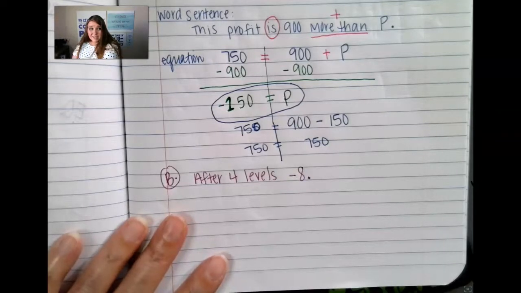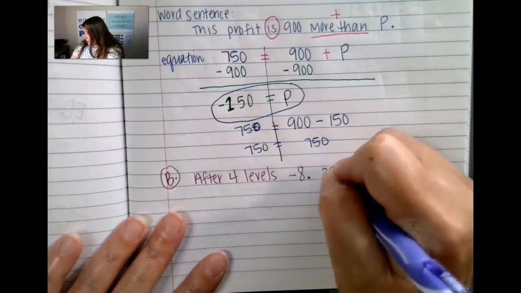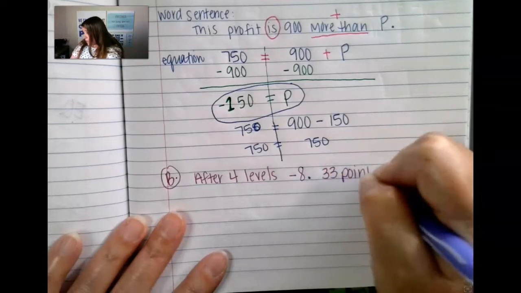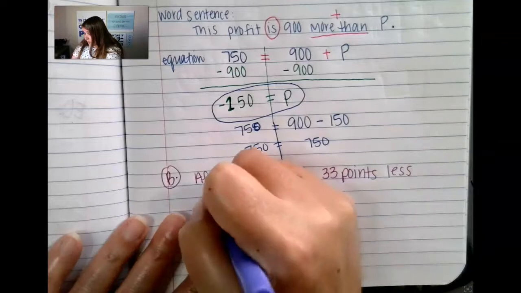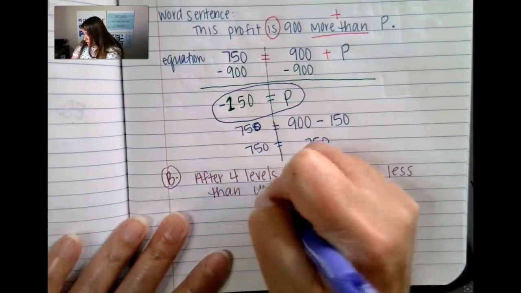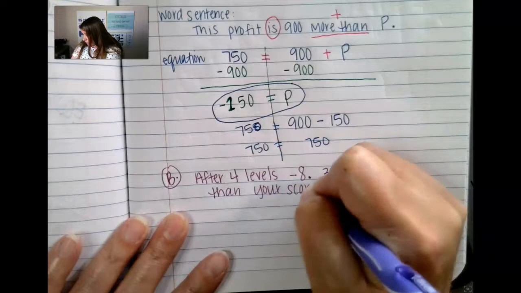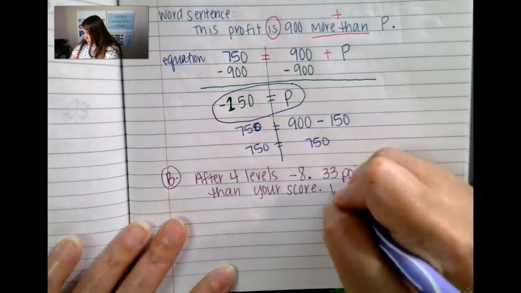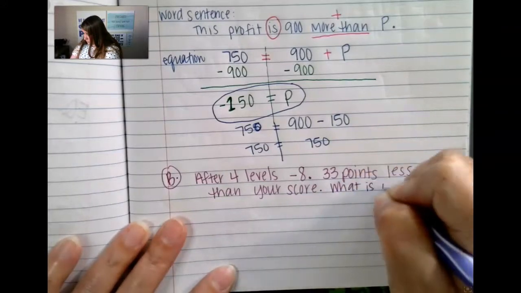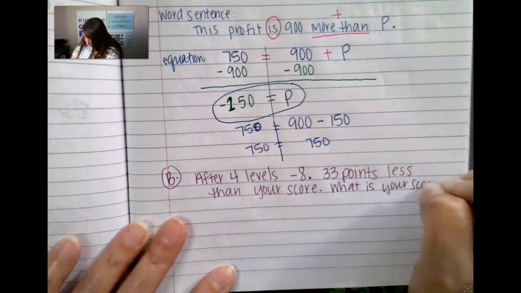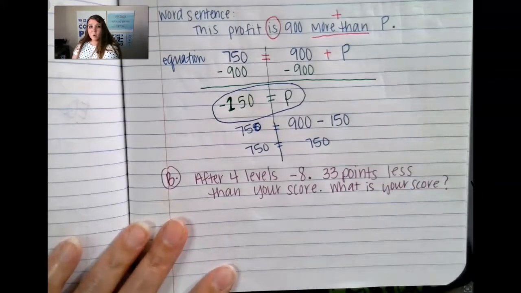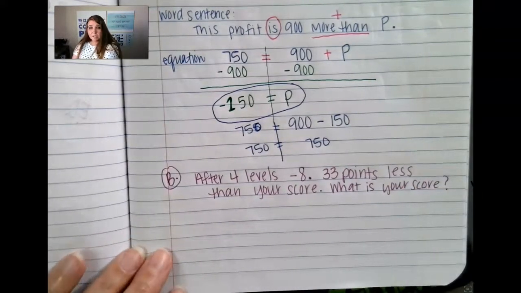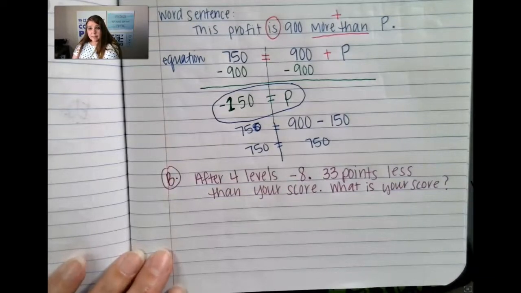And this is 33 points less than your score. So we want to know, what is your score? Okay, so our friend, after 4 levels, is at -8 points. This is 33 points less than your score.